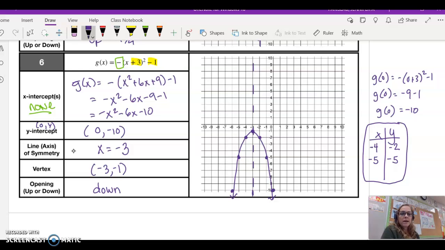So I hope that explained how to graph your quadratic functions. Let me know if you have any clarifying questions, and we'll pick up from there.